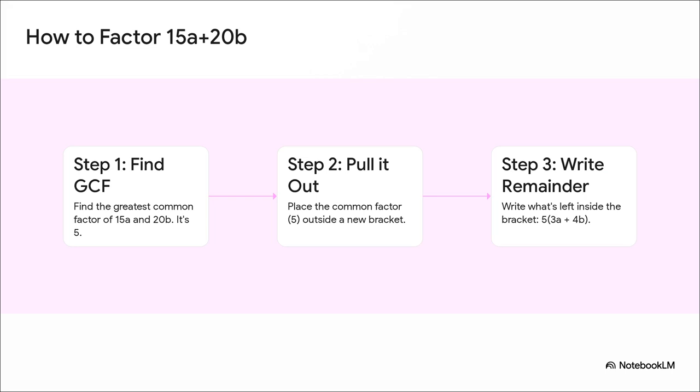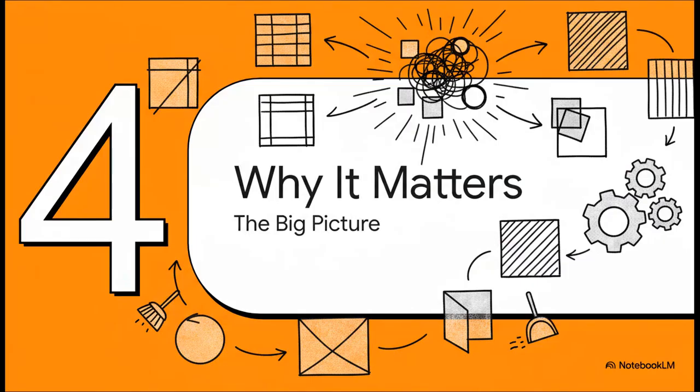Let's take a look at an example, 15a plus 20b. So, step 1, what's the biggest number that goes into both 15 and 20? Well, that's 5. So 5 is our greatest common factor. Step 2. We're going to pull out that 5 and stick it outside a new set of brackets. And for the final step, we just write what's left over inside the brackets. So what's 15a divided by 5? That's 3a. And 20b divided by 5? That's 4b. And there you have it, 5 times (3a plus 4b). Simple as that.